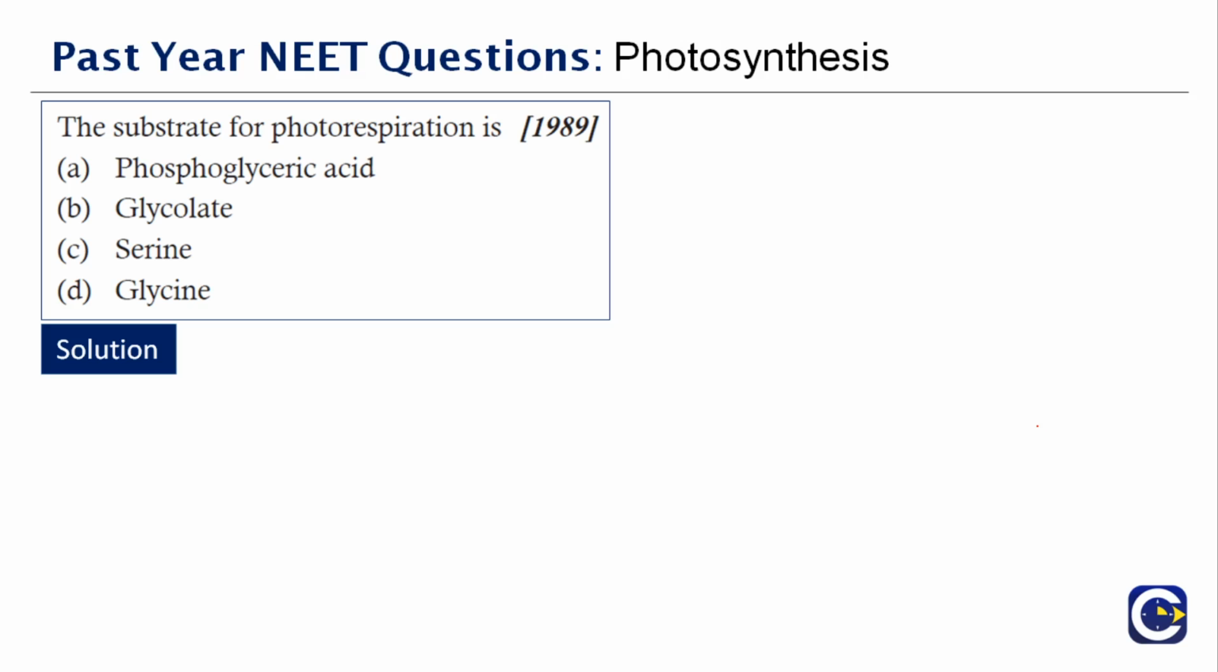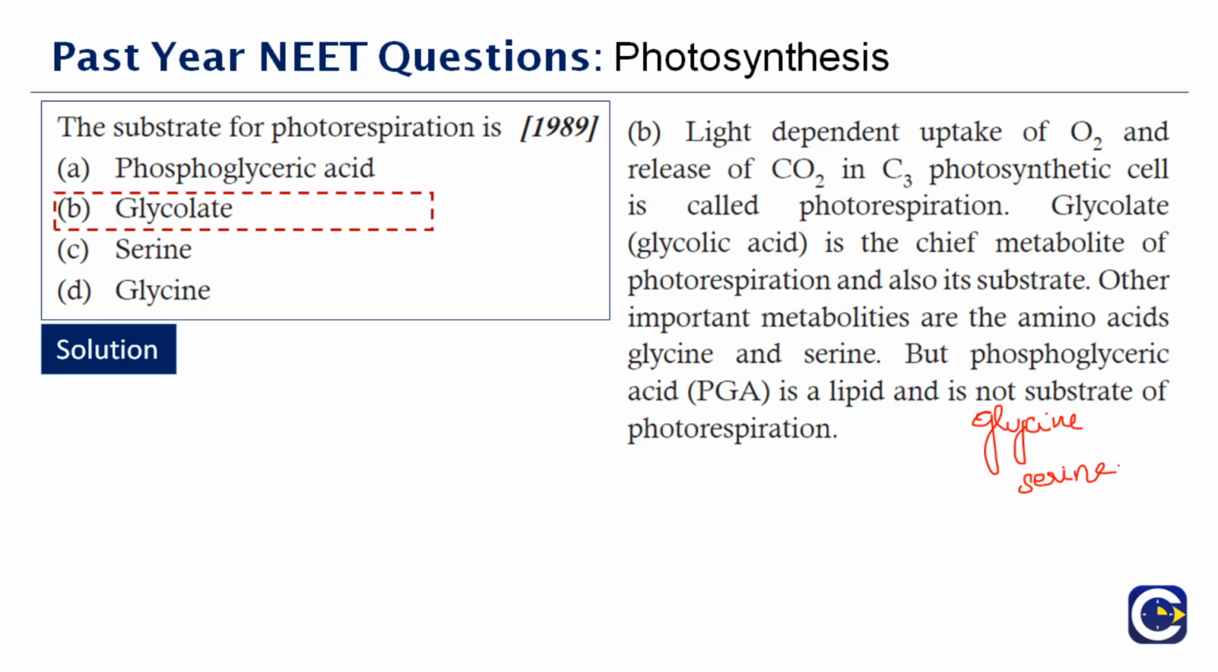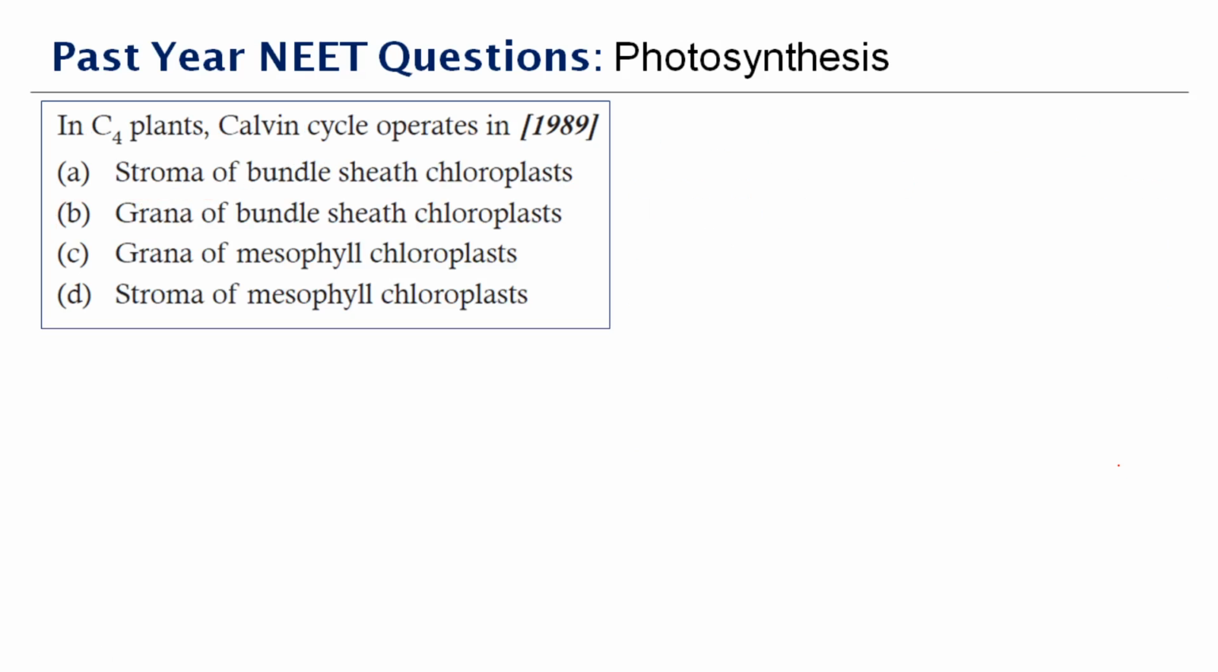So the main substrate of photorespiration is glycolate, right? We already discussed a lot about glycolate. It is also used in medication, skincare products, and so many other important functions it has. Now this glycolate is a chief metabolite in photorespiration, and also it is a substrate. Other important metabolites are some amino acids, like glycine, then serine. All these are some of the other substrates which are found in trace amounts along with glycolate. Therefore the correct answer to this question is option B. Fine. Next question here.